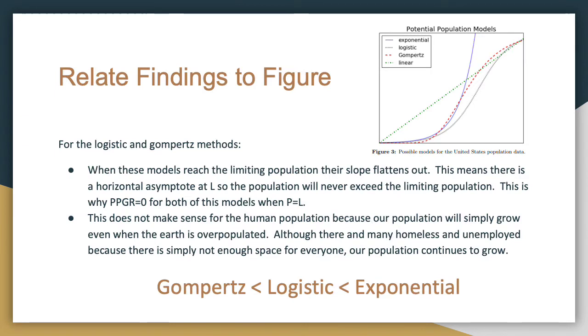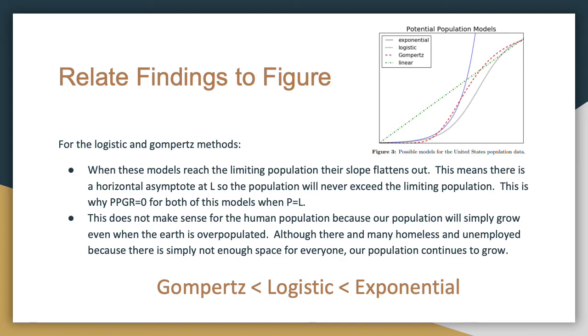Now let's relate the findings from the past slides to the figure. In the figure, you could see that there is a linear slope, there's an exponential slope, and you could see both the logistic and the Gompertz models behave very similarly. When these models reach the limiting population, their slope flattens out. This means there's a horizontal asymptote at L, so the population will never exceed the limiting population. This is why Ppgr equals 0 for both of these models when P equals L.